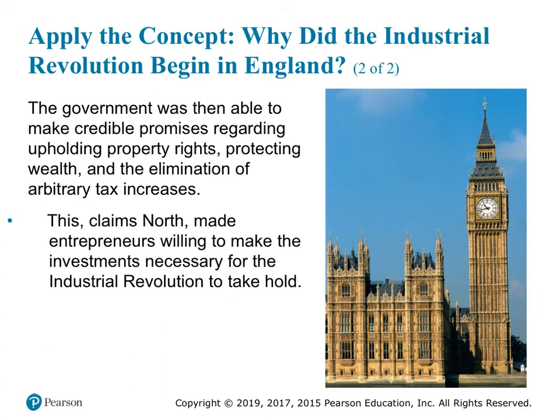Once their rule of law became stronger, the government was able to make promises regarding, again, upholding property rights and protecting wealth. They're not going to come seize citizens' wealth. They also lowered taxes. They had a lot of arbitrary taxes and they lowered those. So it truly became a favorable environment for entrepreneurs.